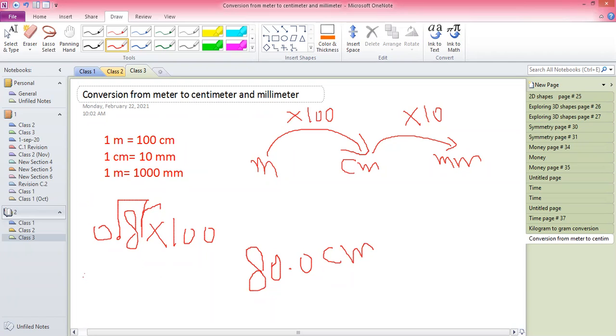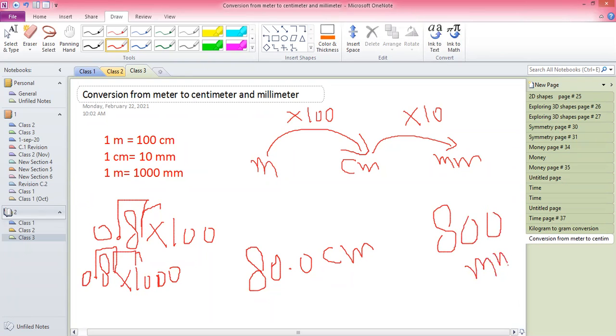And when you multiply 0.8 by 1000 for millimeter, it will come 1 time 8, 2 time 80, and 3 time you will add 0 and it will become 800 millimeter. Do you get it, guys?